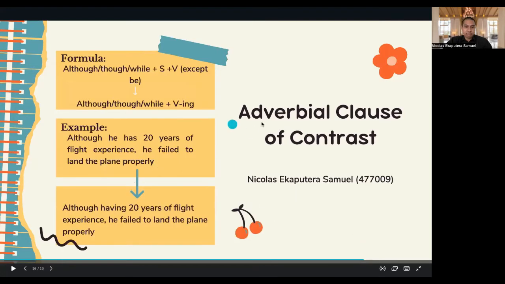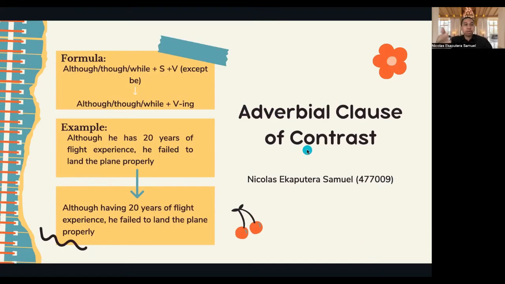There are actually two types of this adverbial clause of contrast. The other one will be explained after I'm finished with the one you're looking at right now. The difference between this and the previous adverbial clause is we're not going to remove the conjunction, because this type of conjunction, which is although, though, and while, explains the contrast in the sentence. If you remove the conjunction, it could confuse the reader, so the reader could misunderstand the point that you're trying to say.